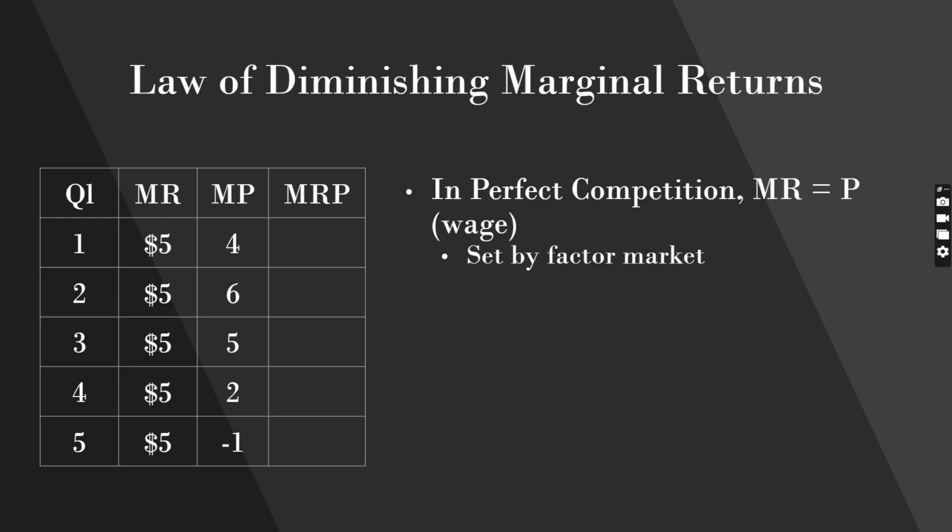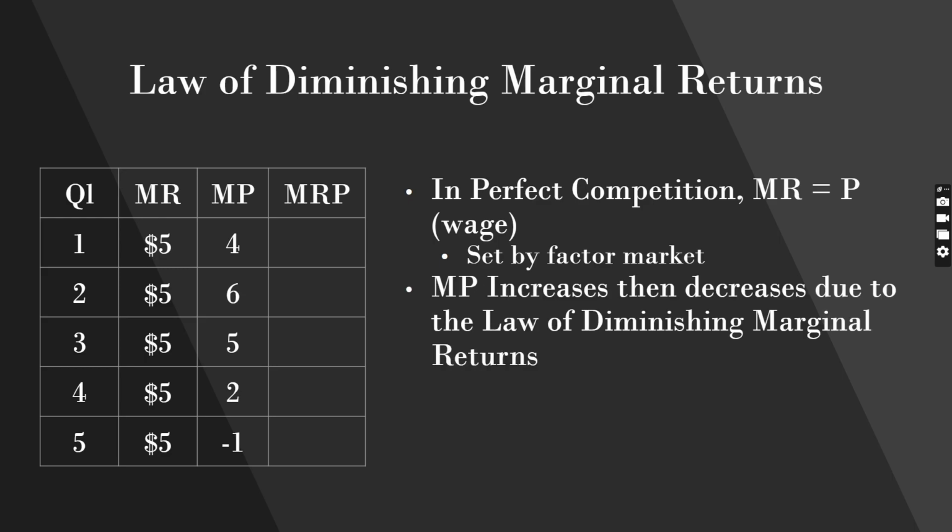And if we apply this concept to a factor market, the stages of production are also affected by the cost of resources. In this case, our marginal revenue is not going to be the price of a product, but it will be the price of a resource. And I'm using wage as the example, and this is set by the factor market. And so marginal product is going to increase, just like we learned back in Unit 3, and that will eventually lead to the law of diminishing marginal returns.